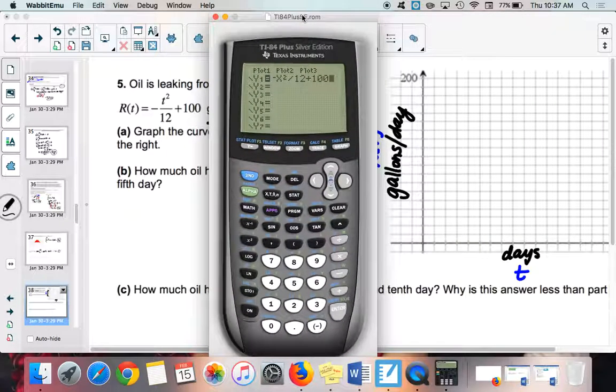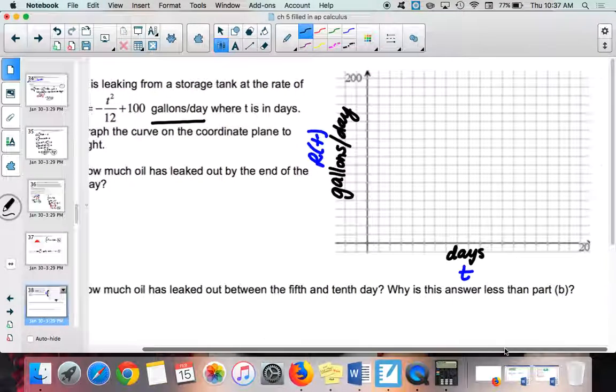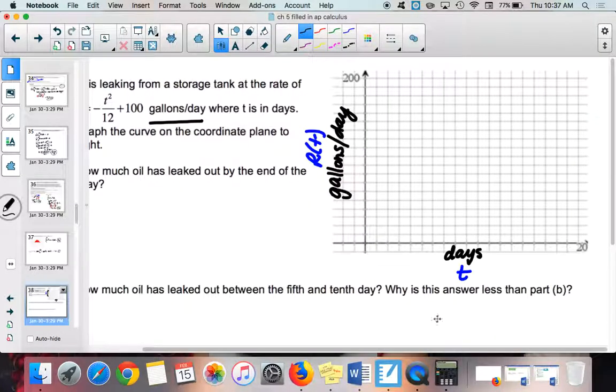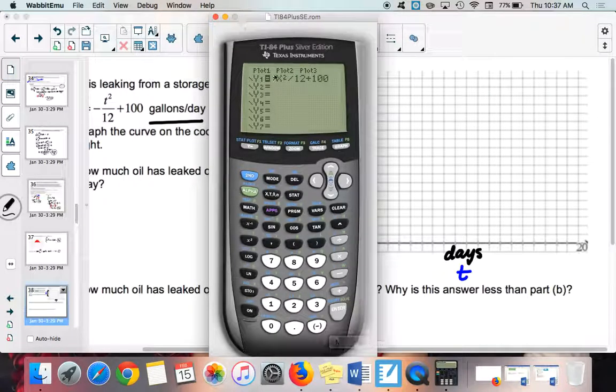And so notice how they've given us this grid. So our t values were from 0 to, mine got cut off a little bit, what's it say? 0 to 20 days. And then our gallons per day, our R of t, it goes all the way up to 200. So what would I do? I would probably adjust my window, right? So I'm going to make my window, my x's go from 0 to 20, like this grid has. And I'd make my y's go from 0 to 200. Let me graph it, and you can see that it's part of this downwards parabola.